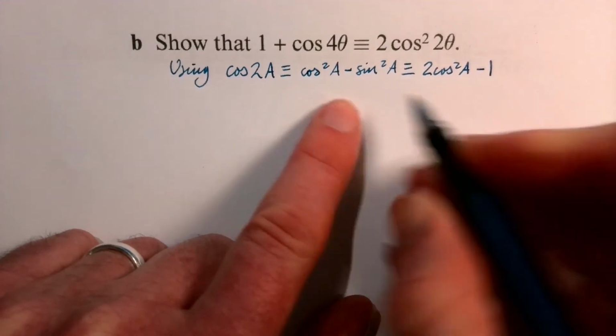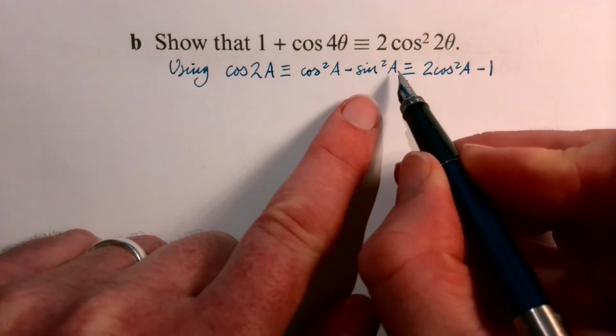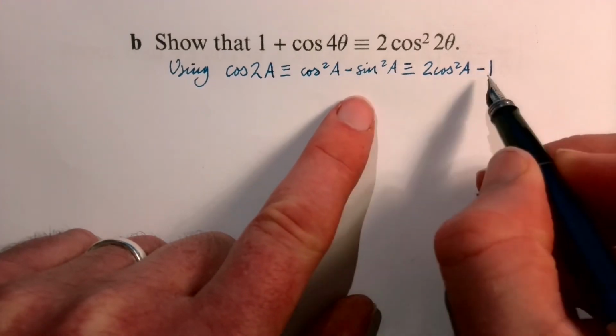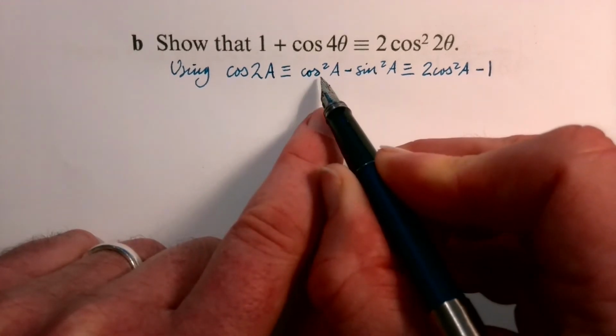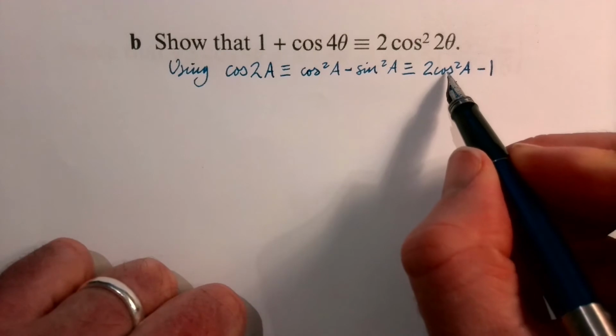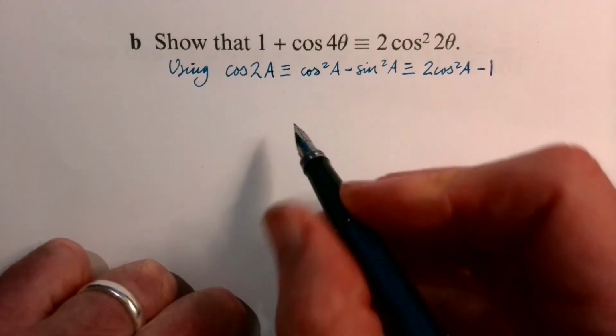take 1, and that's because sine squared a is equal to 1 take cos squared a, so when we take 1 away we get the minus 1. When we take negative cos squared away we end up adding another 1 on. That's where that comes from. So we're going to use cos 2a is equal to that.